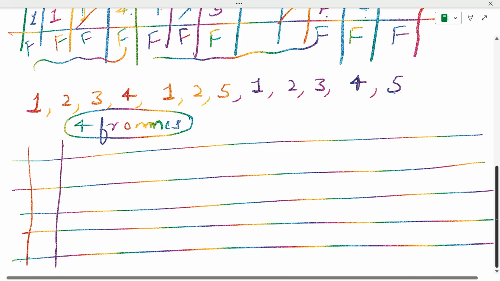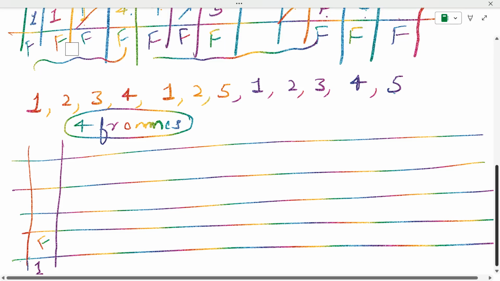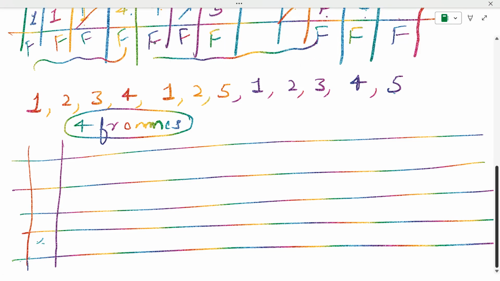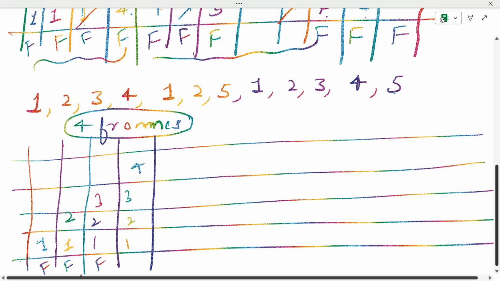So let's say the first page that came up is 1, and it is a page fault, definitely. I'm sorry, we have to draw it the opposite way. Okay, so let's erase this part, come back here and choose a pencil. So this one came and it is a page fault. After that, second came, it is a page fault. After that, third came, it is also a page fault. After that, fourth came, it is a page fault. After that, again, we want to refer to 1, it is not a page fault, it is already present. 2 is already present, it is not a page fault.